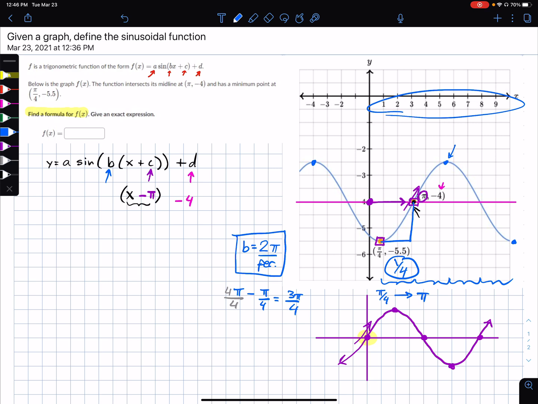So what you have to do to find the period overall is take that 3 pi fourths and multiply it by 4 of these things, okay? So multiply that by 4 and we'll get a period of 3 pi. So the period of 3 pi will allow us to calculate the b value with this little algorithm.